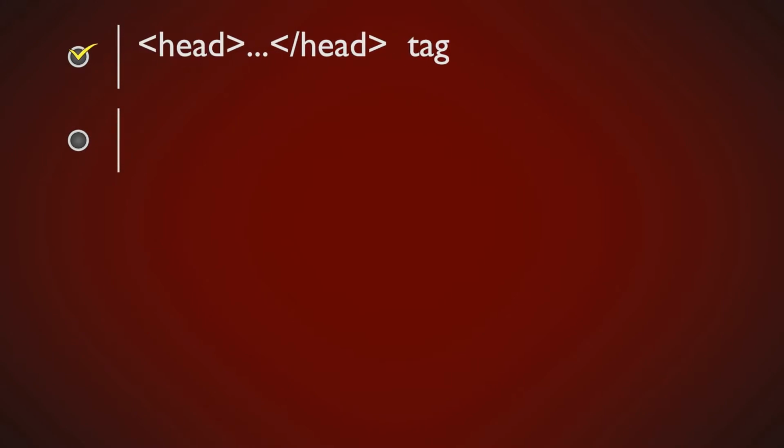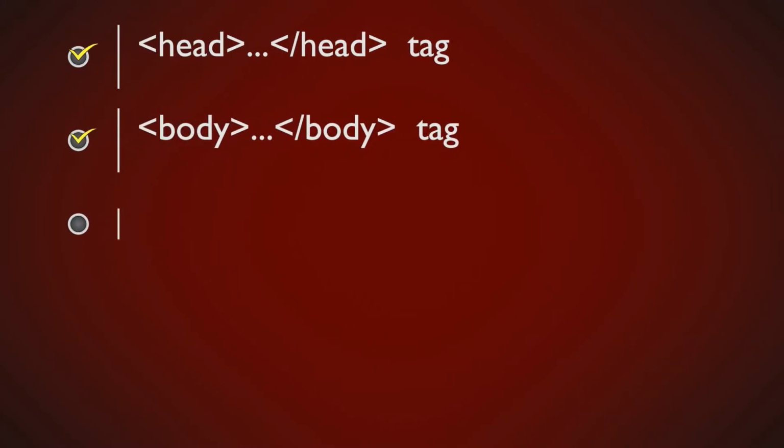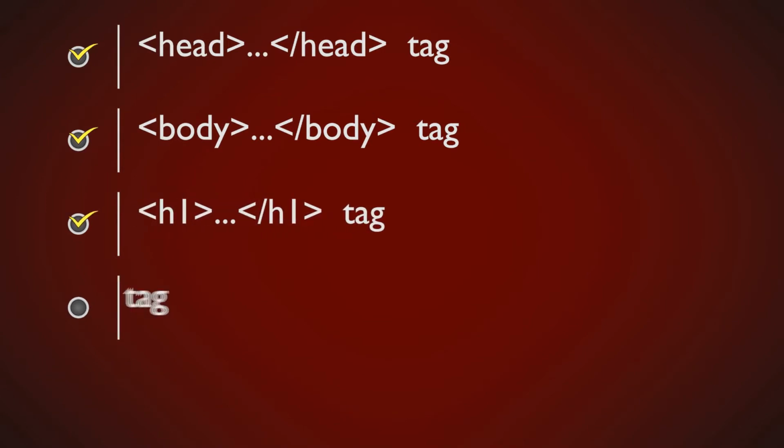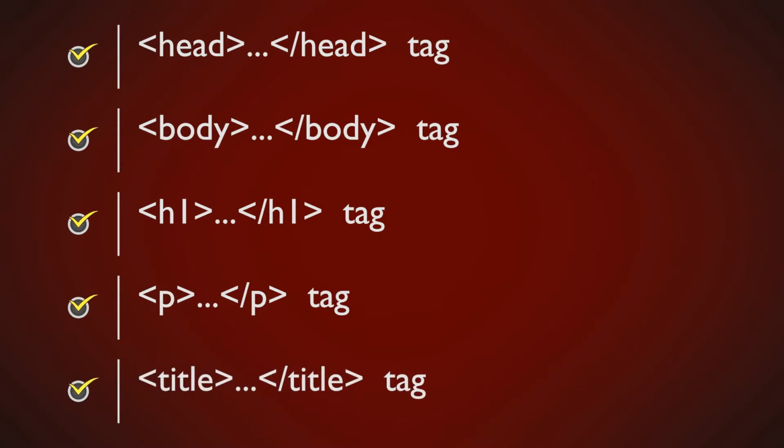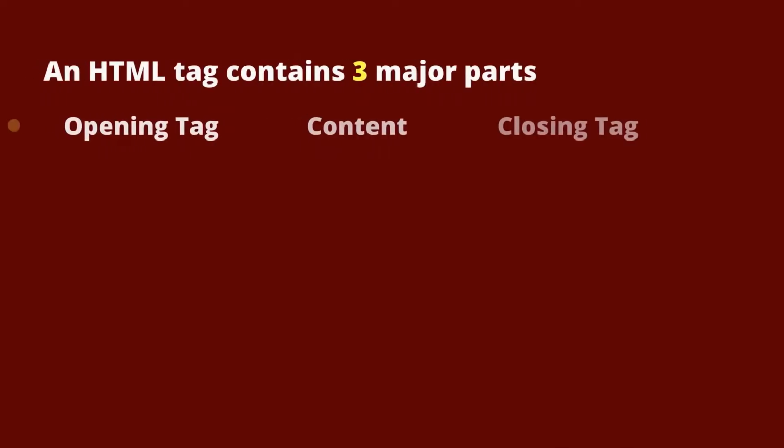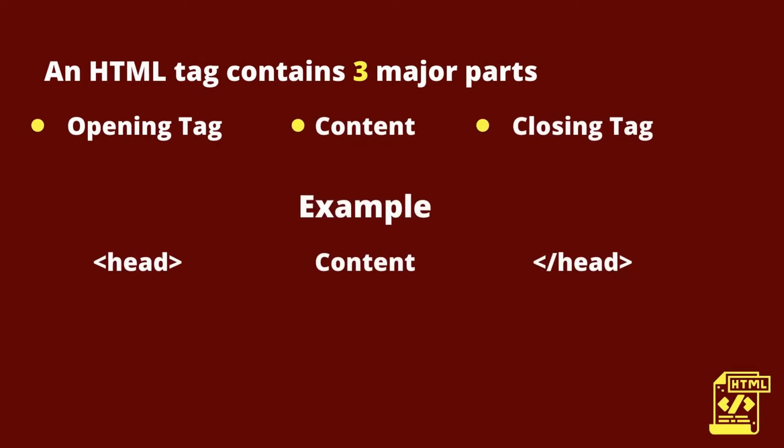The head tag, the body tag, H1 tag, P tag, title tag, and so many more. An HTML tag, when it's used, contains three main parts: the opening tag, the content, and the closing tag. However, some HTML tags are enclosed, which means they don't come with closing tags.